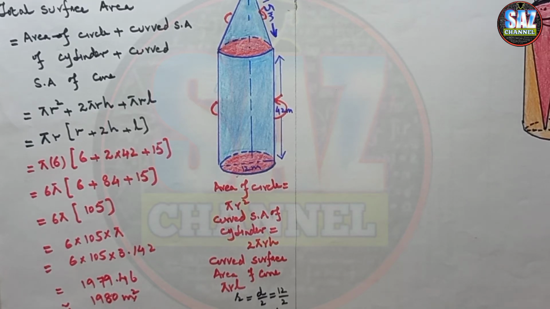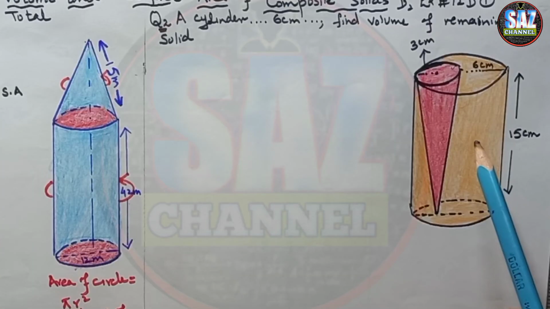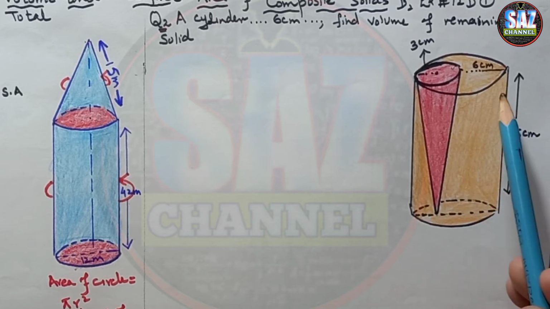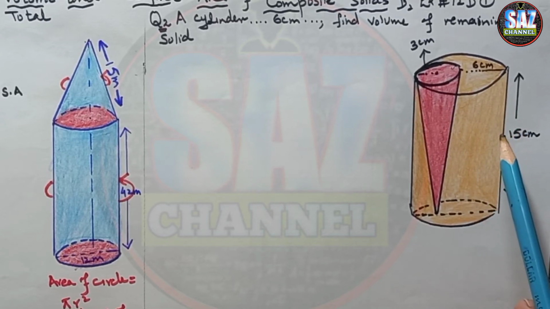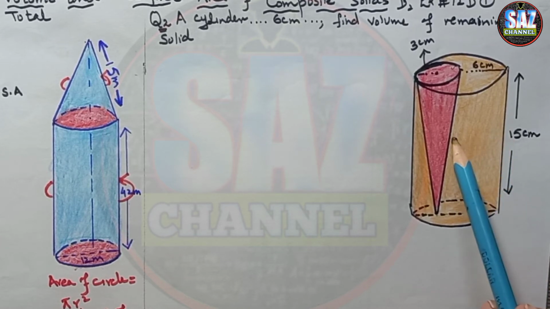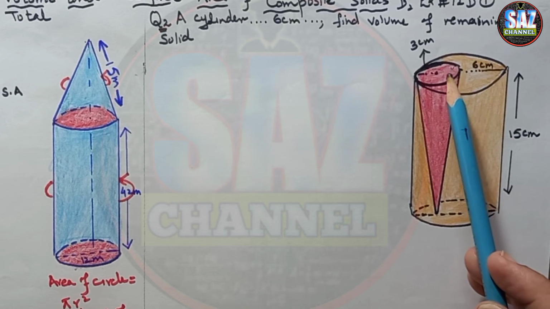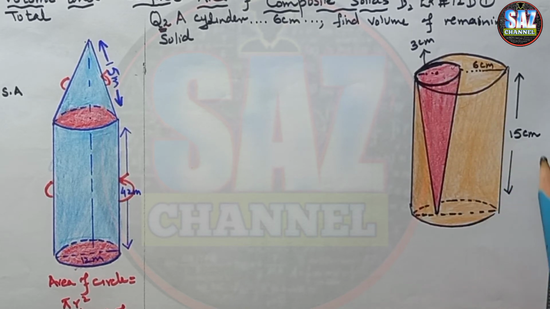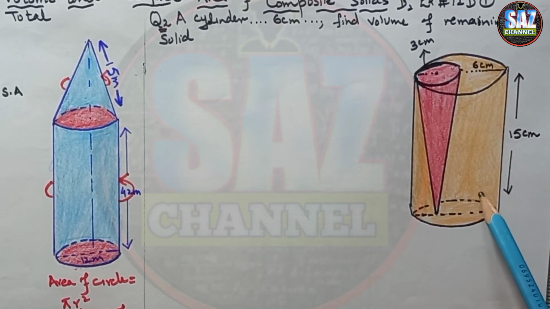Moving to the next question. The next question says a cylinder has a radius of 6 centimeter and height 15 centimeter. A hole in the shape of a cone is bored out of one of its ends. If the cone has a radius of 3 centimeter, find the volume of the remaining solid. Let's try to understand the question with the help of the diagram.